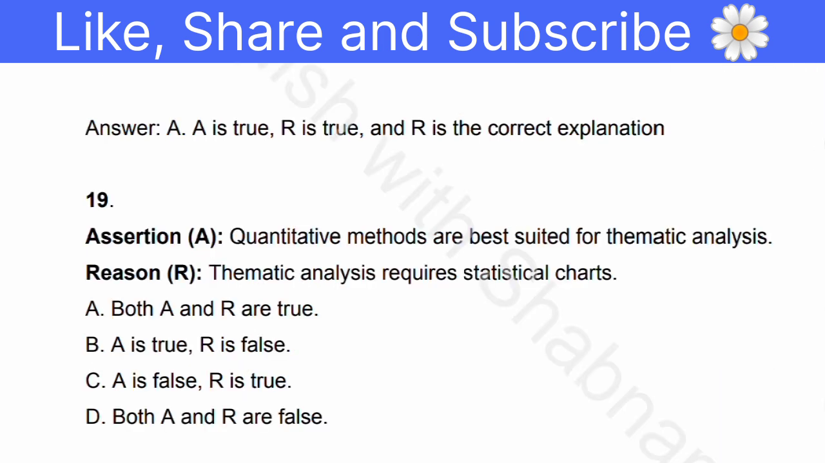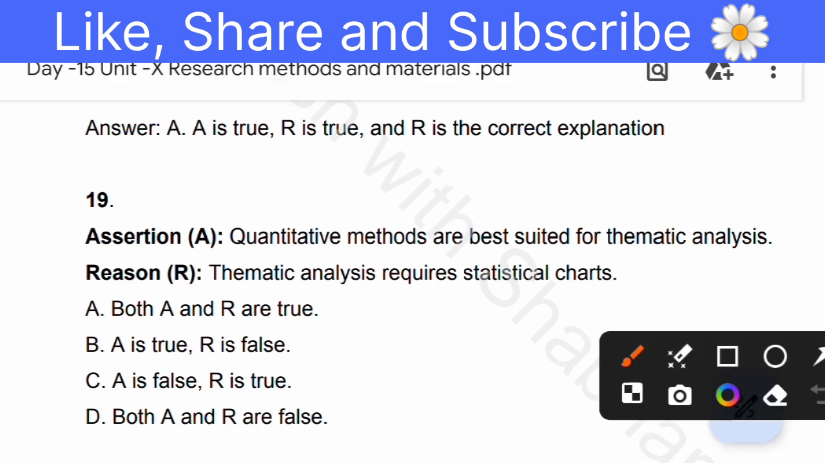Next question you have, again it's assertion and reason. Assertion is that quantitative methods are best suited for thematic analysis, and reason is saying thematic analysis requires statistical charts. What could be the correct answer? Options you have: A, both A and R are true. Option B, A is true, R is false. Option C, A is false, R is true. And D, both A and R are false.